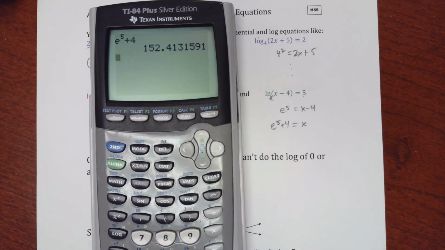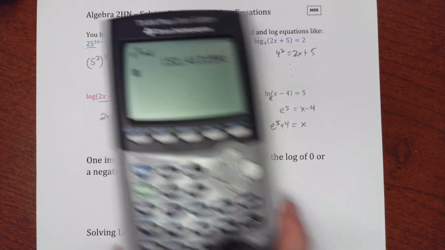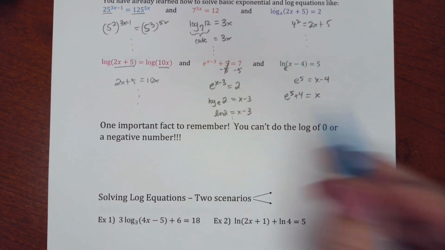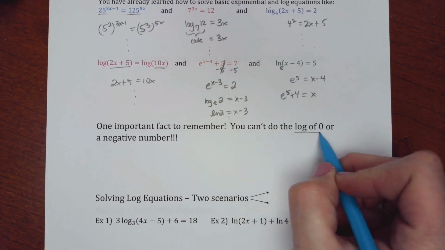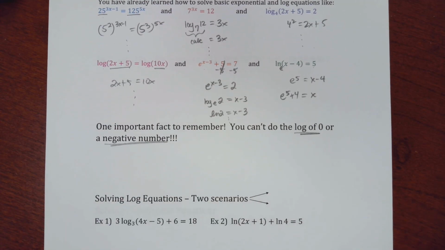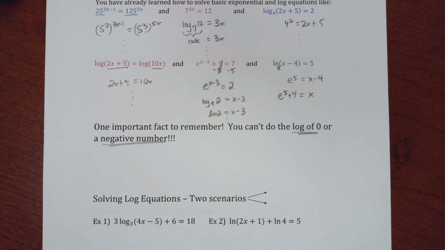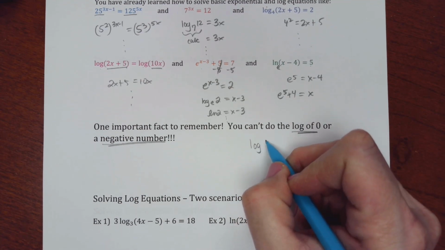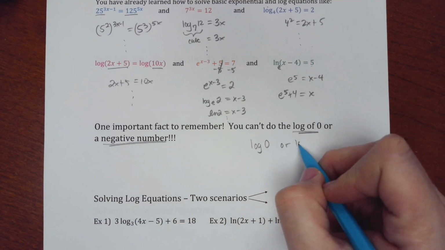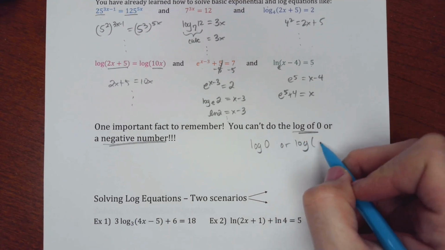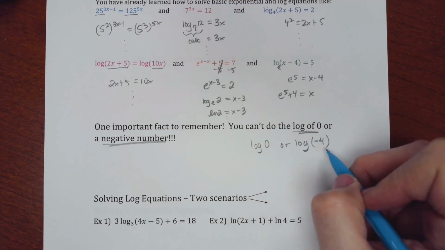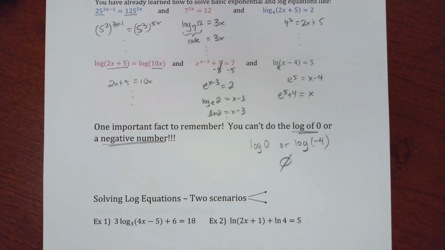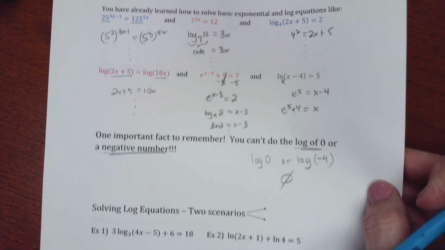All right, so let's take a look down here. One important thing to remember is that you cannot take the log of 0 or the log of a negative number. So that's important to know for checking our answers down below. If you ever end up with a log and you end up getting a 0 here, or your number is negative, any negative number, you can't do these problems. All right, we'll talk about that later.